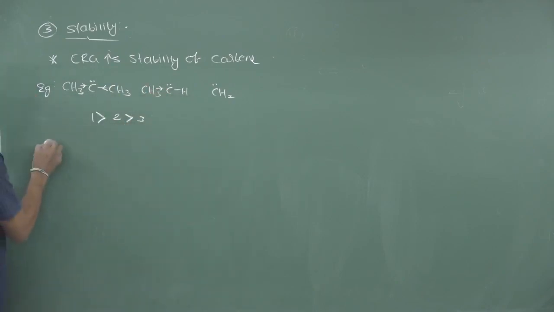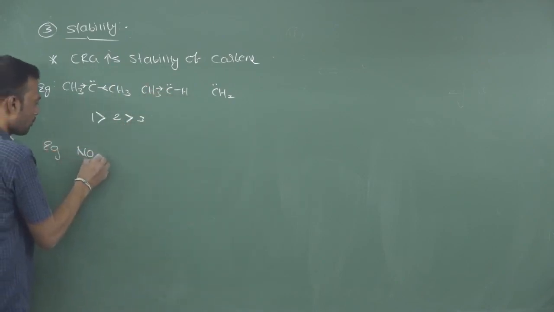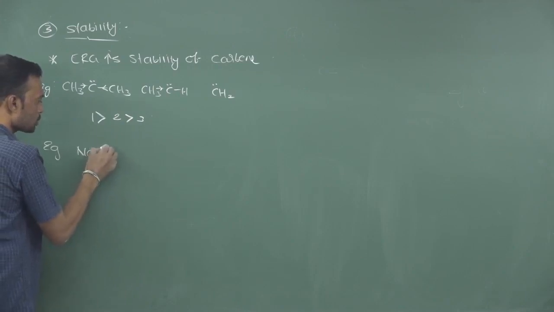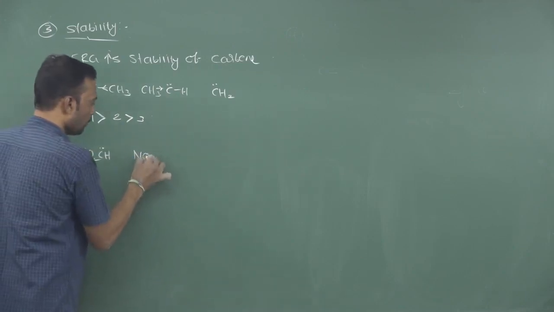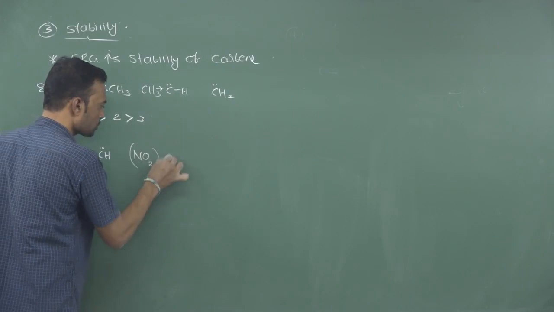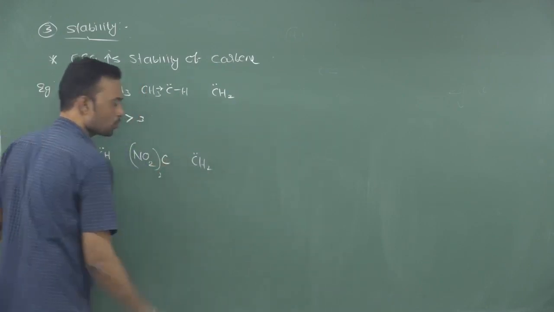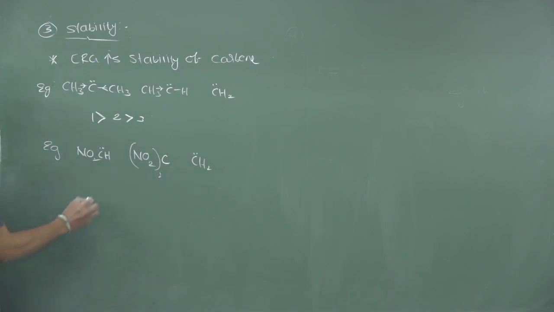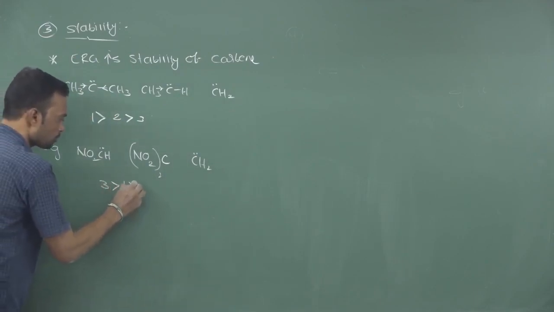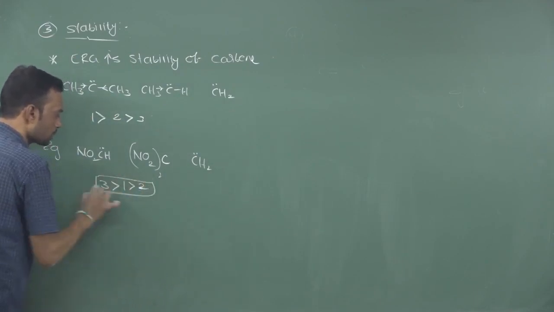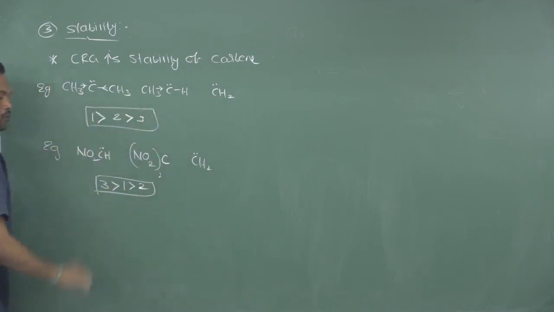Okay. Suppose I write a nitro group around carbon. This is a CH carbene. Now here nitro is attached two times to carbon, and now I write CH2 with two hydrogens. Which is more stable? The third one is more stable than the first one and then the second one. Indirectly I am saying that donors increase stability, withdrawing groups decrease stability.